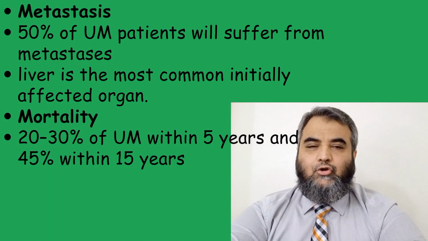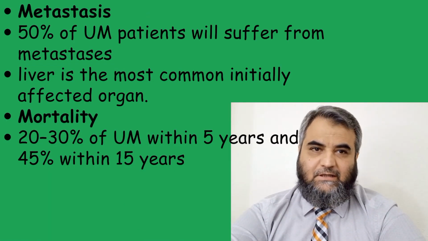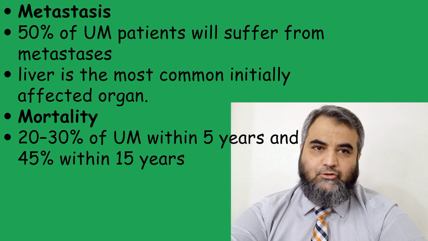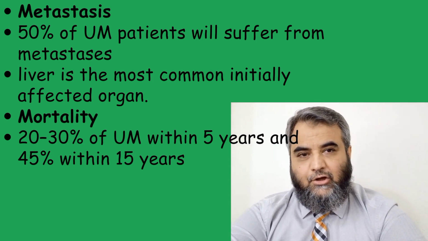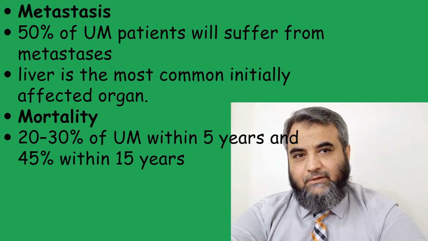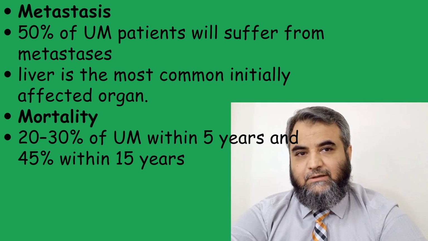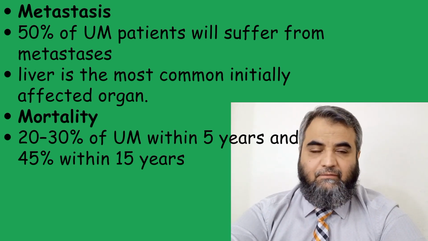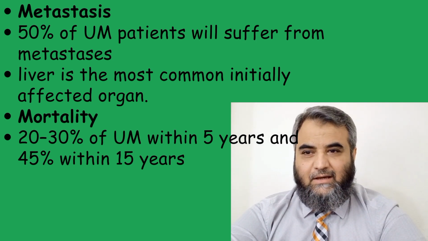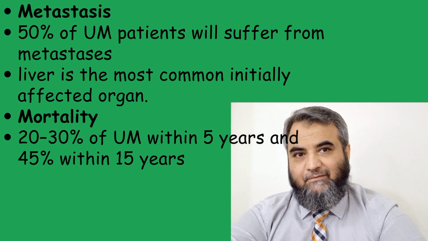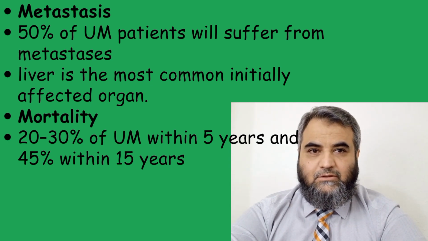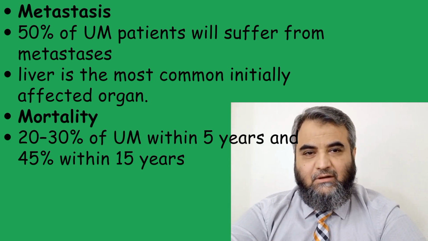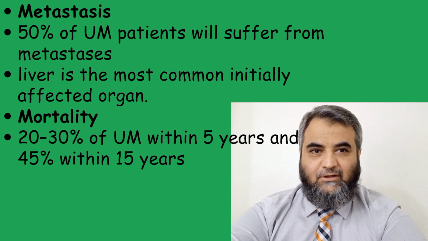About uveal melanomas, 50% of these metastasize, and the liver is the most common site where it gets involved. If we talk about the mortality rate, it is 15 to 20% in the first 5 years, and 45% in 15 years. So it is quite an aggressive tumor, infiltrating other organs also.